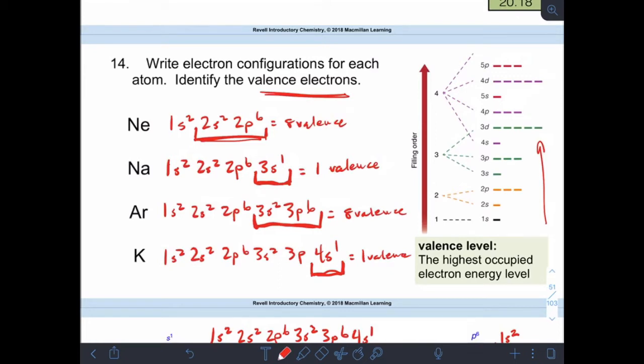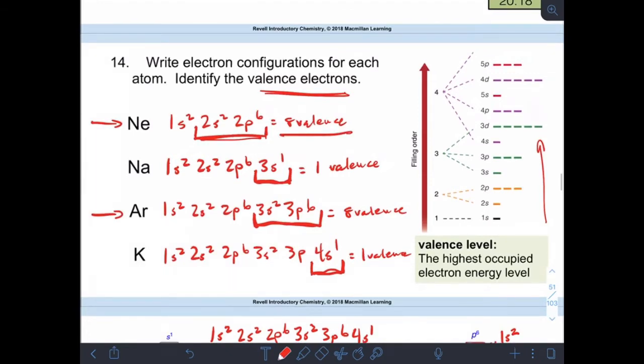Now notice that our noble gases, neon and argon, both have 8 valence. And that's actually part of what makes them noble gases, is that 8 valence. 8 is the magic number for atoms as far as electrons go.